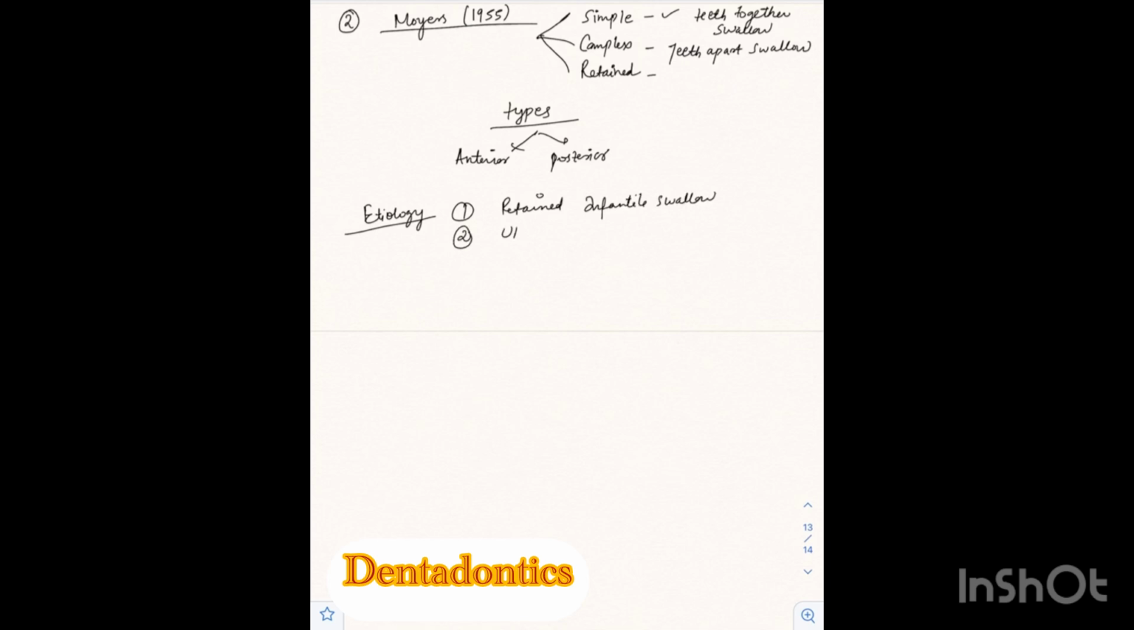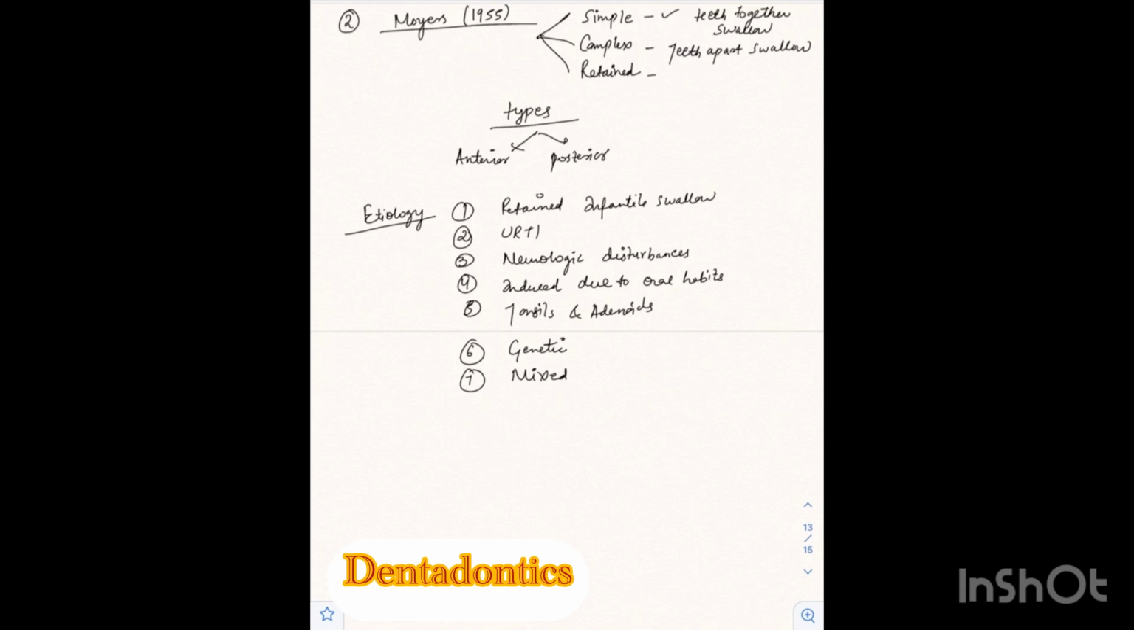Coming to the etiology of tongue thrusting. First is if the infantile swallow is retained in the adulthood period, upper respiratory tract infection, neurological disturbance, and sometimes it is induced because of the oral habit, and then enlarged tonsils and adenoids, then sometimes genetic factor, and then in case of mixed dentition, and then in case of allergies.